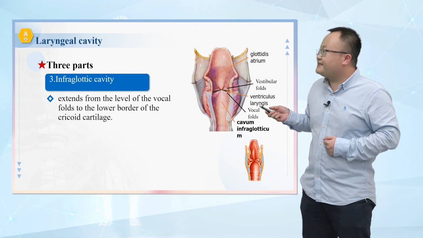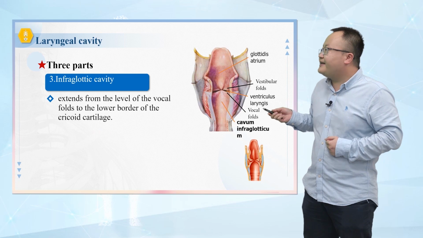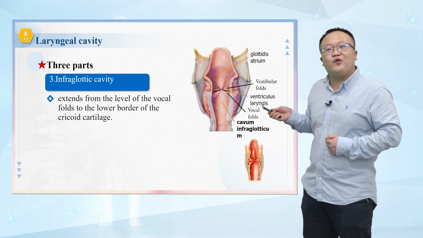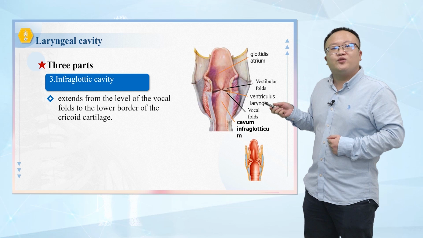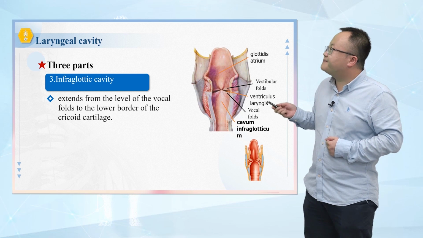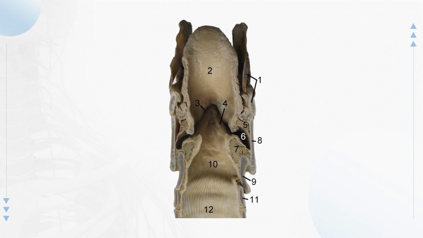The third one is infraglottic cavity. It extends from the level of the vocal folds to the lower border of the cricoid cartilage. This demonstrates the larynx in the human body.